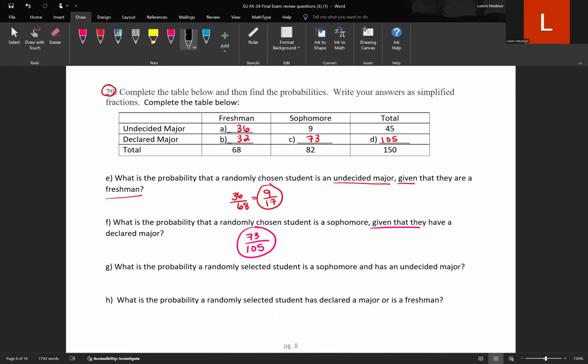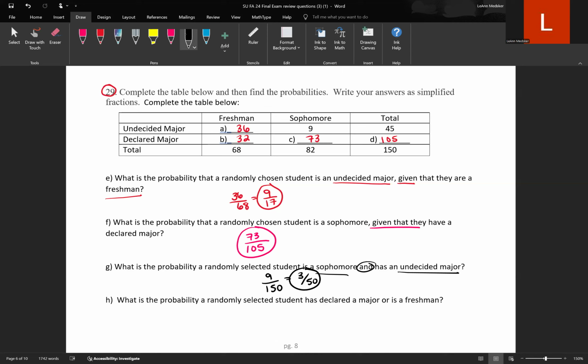This next one does not. It just says sophomore and undecided, no given. So that's just how many sophomores are undecided, which is 9 out of all the students that were surveyed, which is 150. And we can reduce that by 3. That would be 3 out of 50.